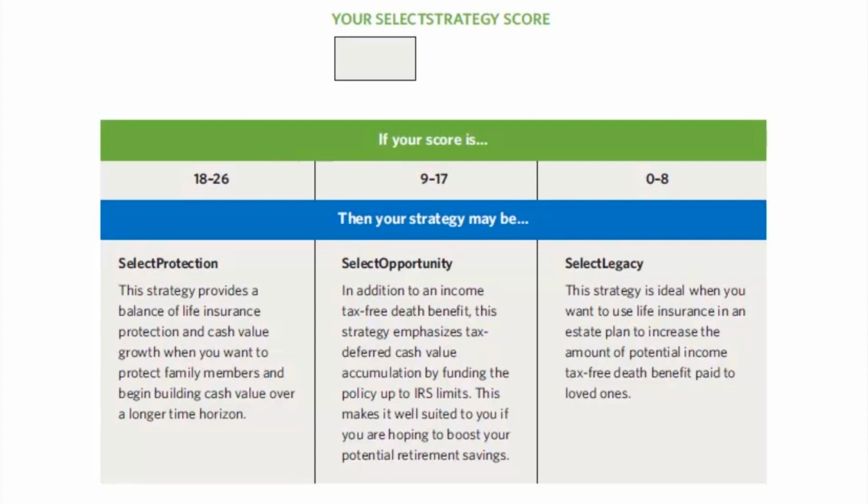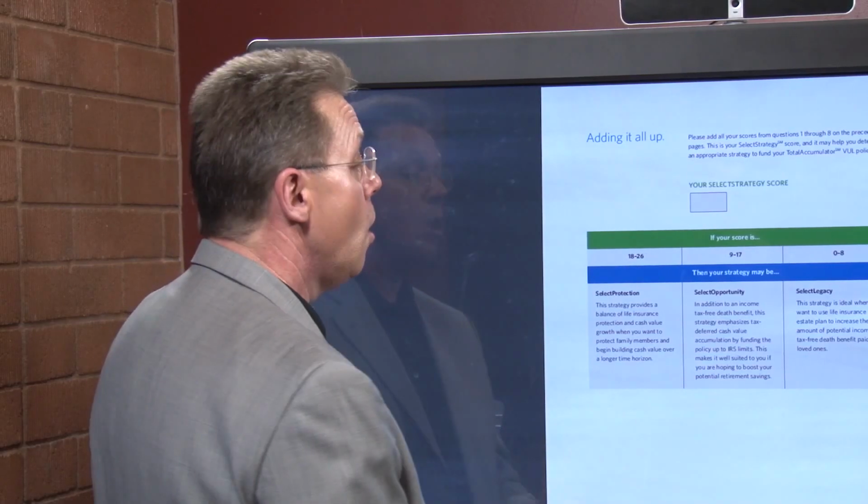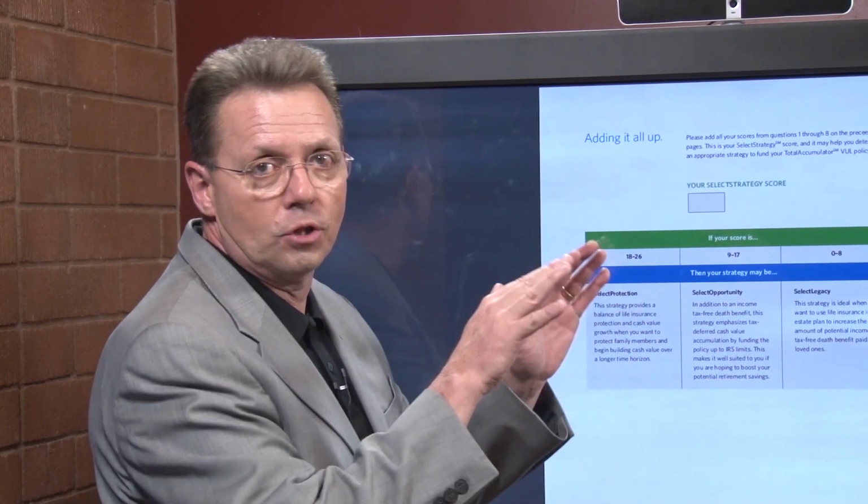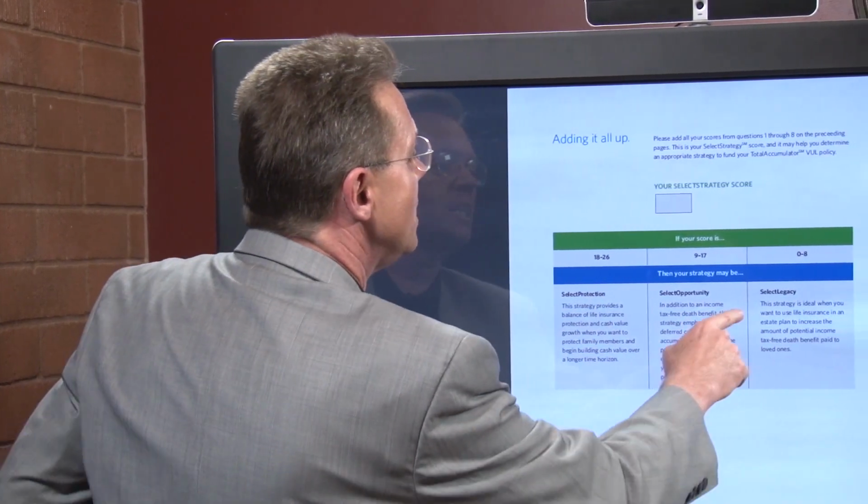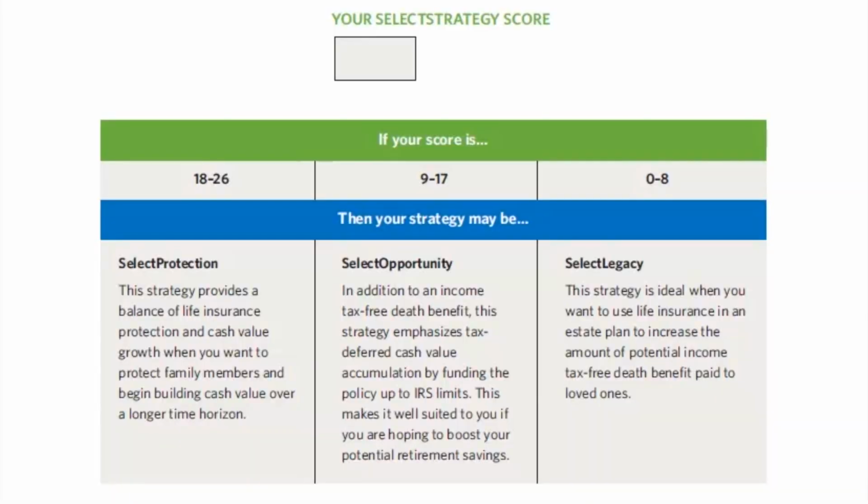If I see numbers lower than that, between 9 and 17, then I say I have a different kind of opportunity, a select opportunity. In addition to the income tax-free death benefit, this strategy emphasizes tax-deferred cash buildup and accumulation by funding policies up to the IRS limits. This may be very well suited if you're hoping to boost your potential retirement savings. Or if your numbers are from 0 to 8, you're at the lower end of the scale. The strategy is ideal when you want to use life insurance in an estate plan to increase the amount of potential income tax-free benefit to your loved ones.